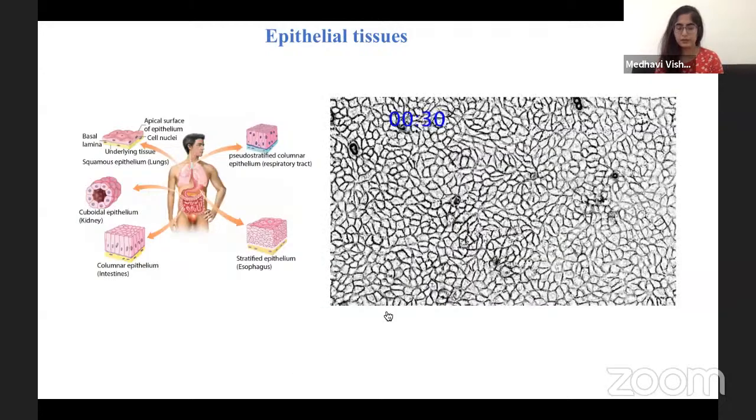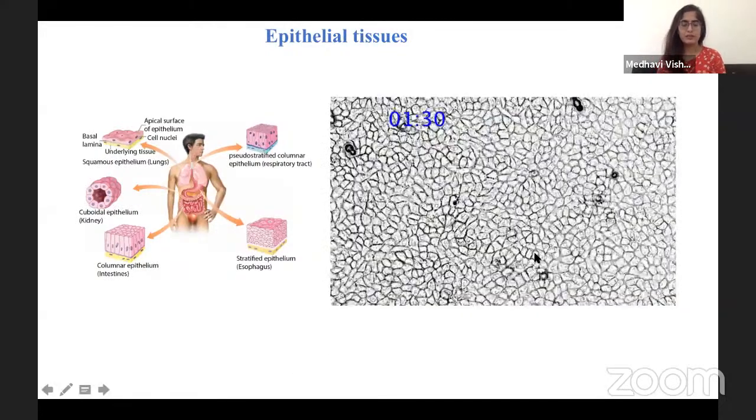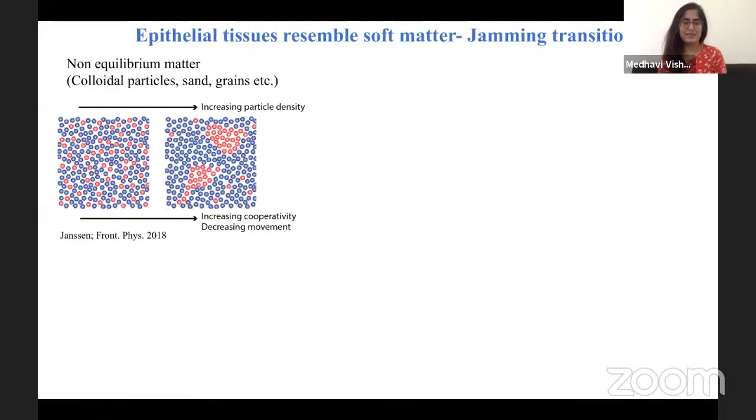How do epithelial tissues resemble soft matter? As you all might already know, it's a naive analogy, not for this audience, but I'll go ahead still. When you have diffusing particles at a very low density in a fluid, they are able to diffuse very freely, move about and exchange with their neighbors. But as you increase the density, this is characteristic of all soft, non-equilibrium matter like colloidal particles, sand, grains, foam, all of the matter that solidifies in a disordered manner when you cool it. For example, a supercooled fluid, when it transitions from supercooled fluid to a glass, will exhibit characteristics like this.